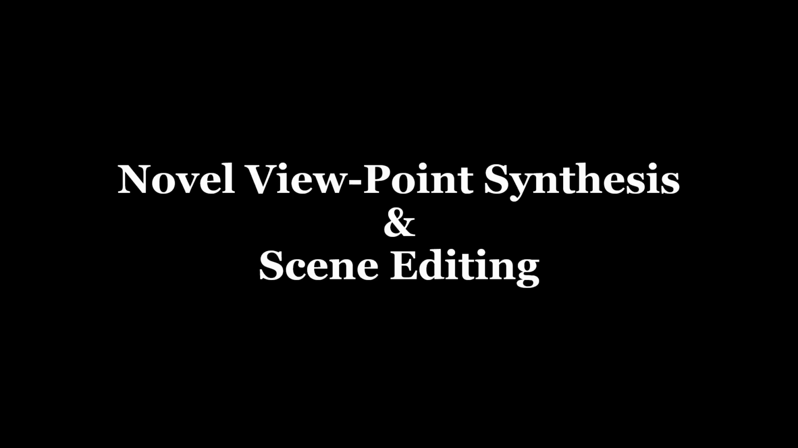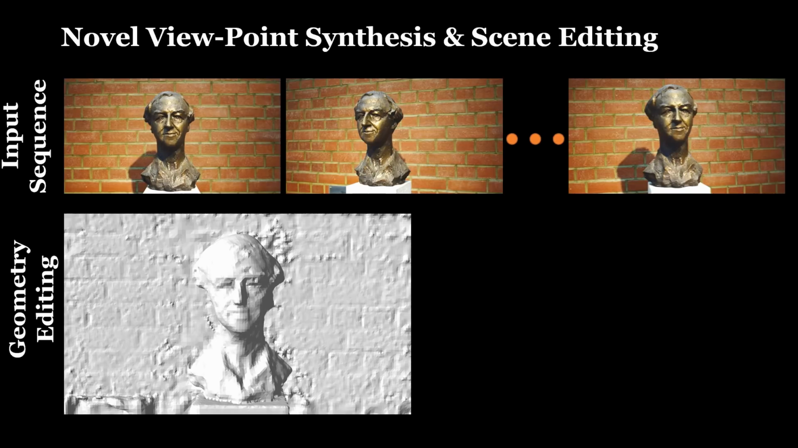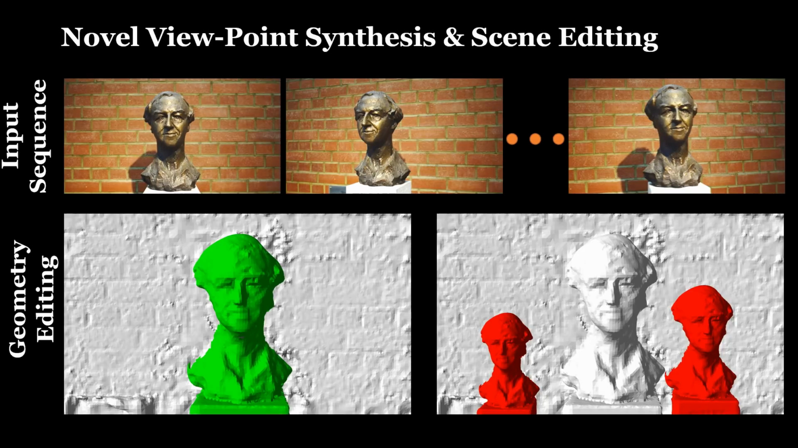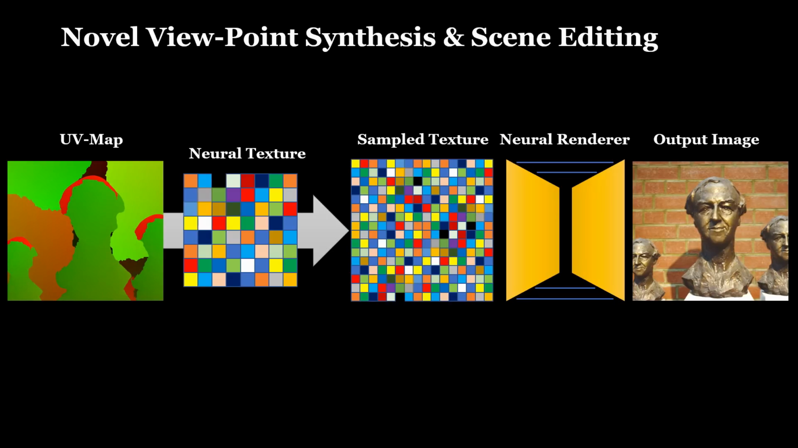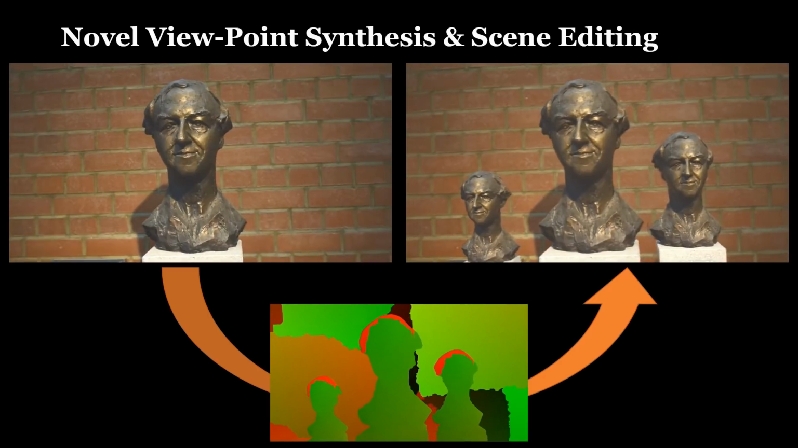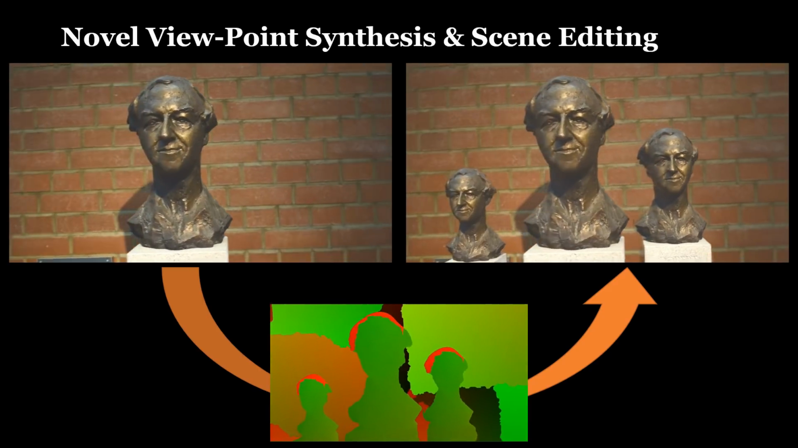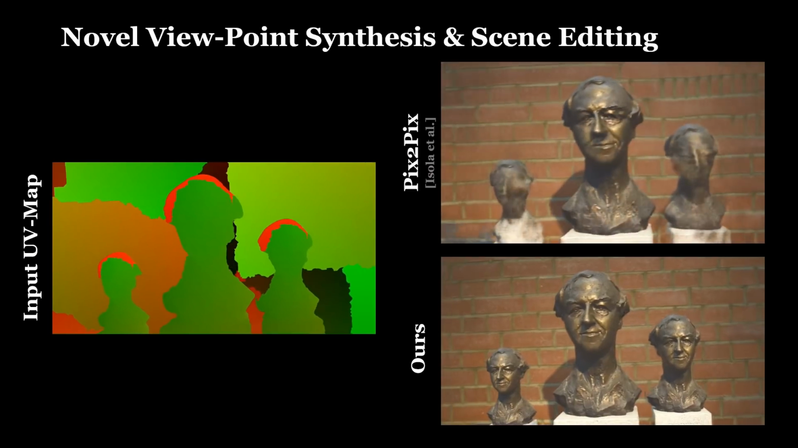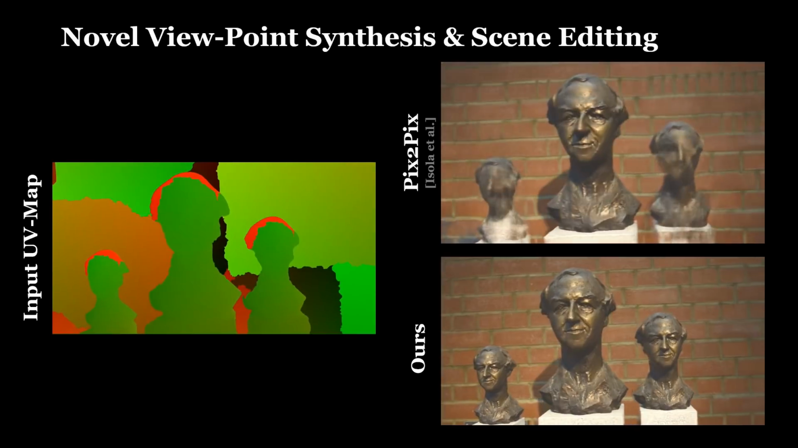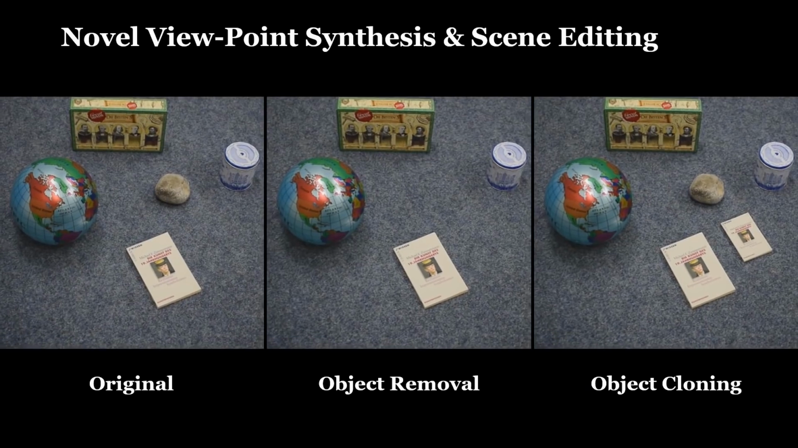Since the neural textures are attached to the object's surface, we are able to edit a scene. Given the input sequence and the 3D reconstruction, we can easily duplicate objects in a scene. Using this modified geometry, we rasterize the corresponding UV map, which is then input to our rendering pipeline. Here we show an example of scene editing.